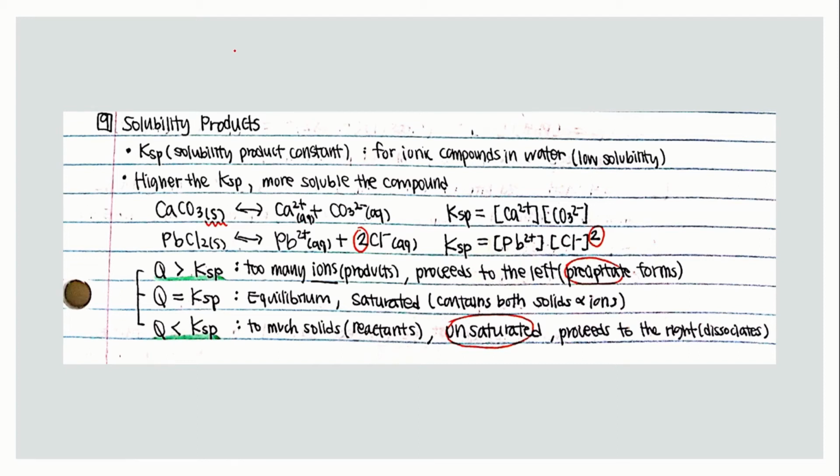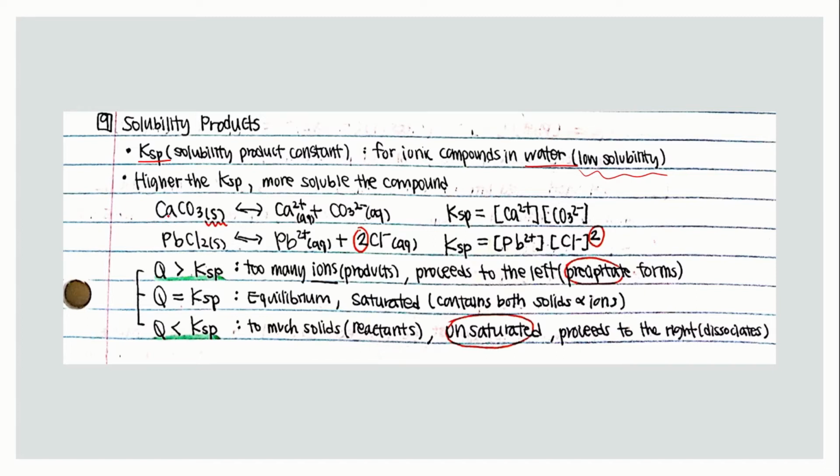This is Unit A Equilibrium continued. Next topic is the solubility products, which is represented by Ksp, and it is for ionic compounds dissolved in water, which have low solubility. And the higher the Ksp value, the more soluble the compound.